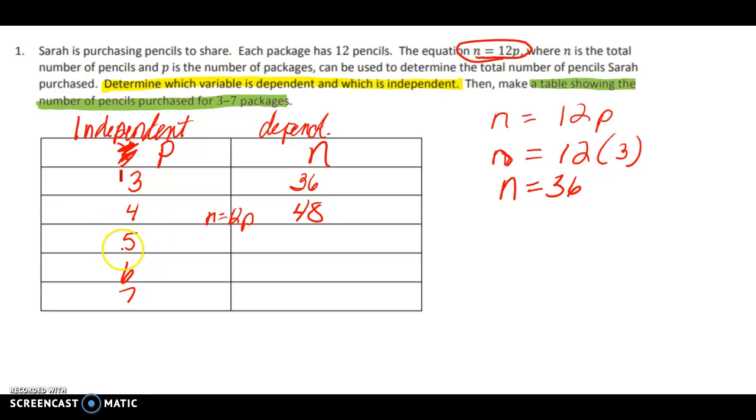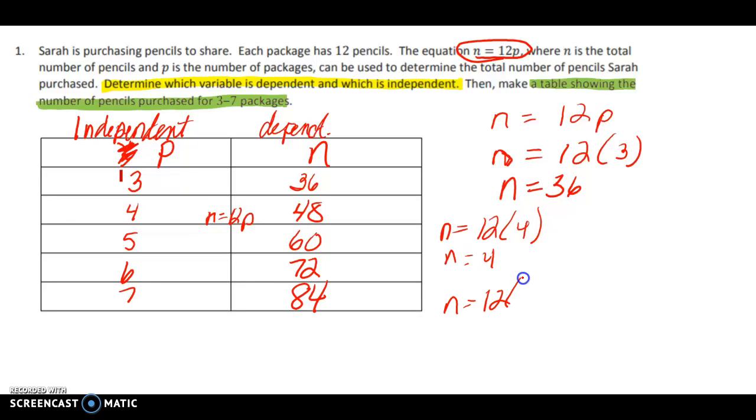Next, here I have p equals 5. Well, 12 times 5 is 60. If p equals 6, n is 72. And if p equals 7, n equals 84. Now I should have shown all the work here. So each time I would have put 12 times 4, n equals 48. Here, p equaled 5, n equals 60, and so on.